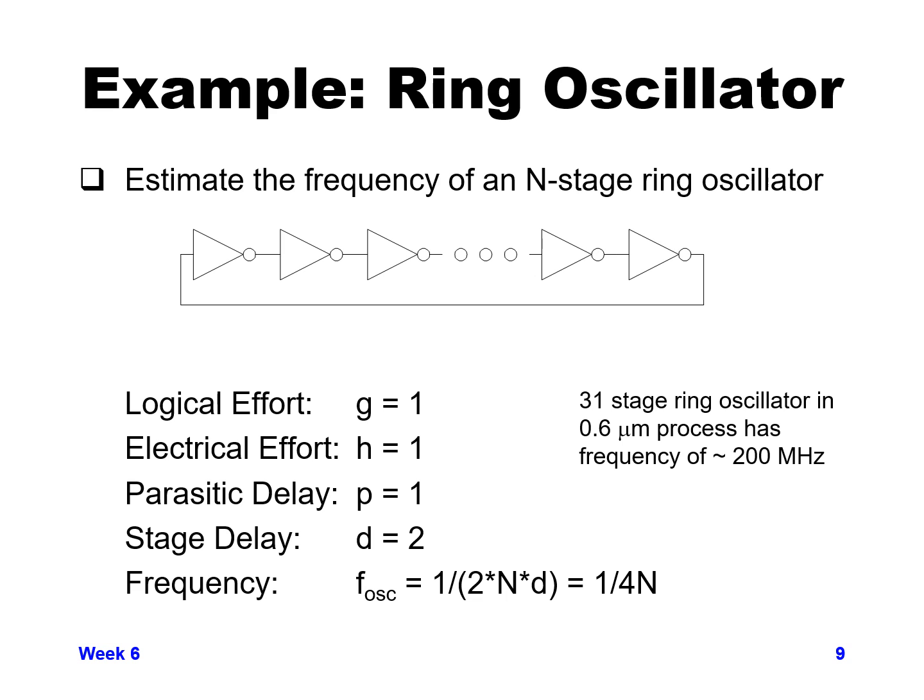So if you had a 31 stage ring oscillator in a 0.6 micron process, if you go back a couple slides for the delay per stage, what 3RC is for a 0.6 micron process, you can calculate what that frequency would be, and it would be approximately 200 megahertz.